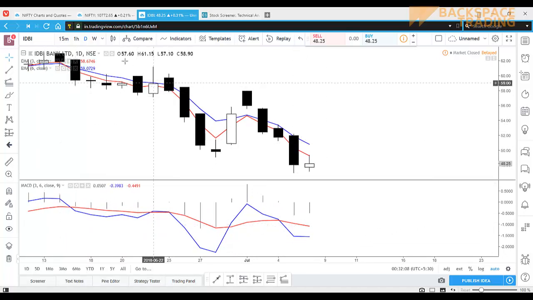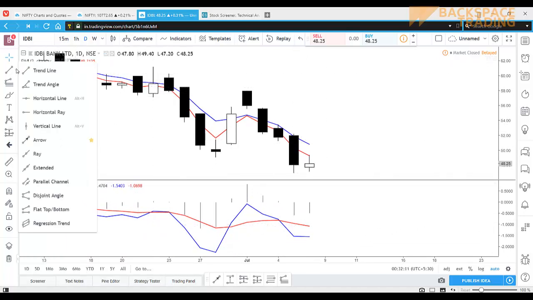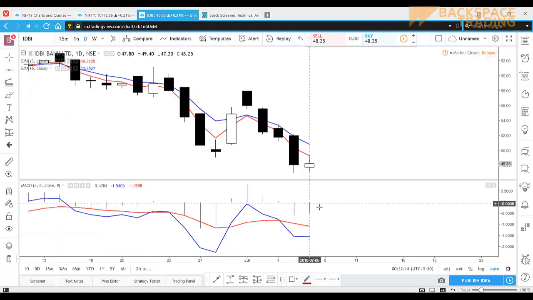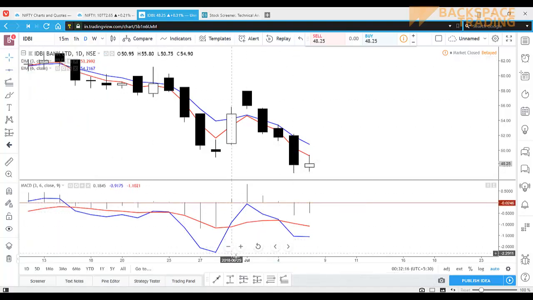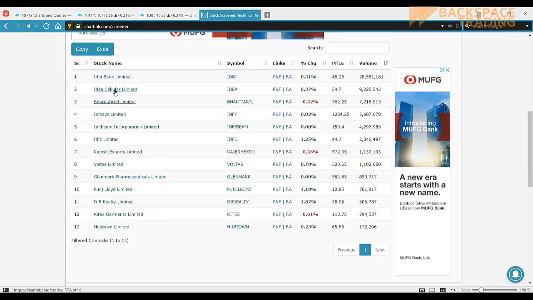Let me draw my zero line, that is over here. Price did, MACD didn't even touch this zero line, and this is the low point of the MACD, and it is making a divergence in MACD as of now. So we don't want that. This low has to come below this low, only then we shall consider. So we cannot take IDBI, cancel it. Moving to next, idea.